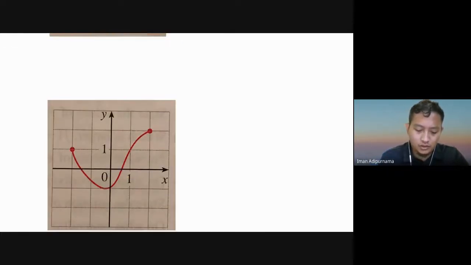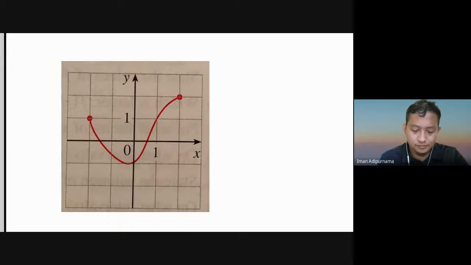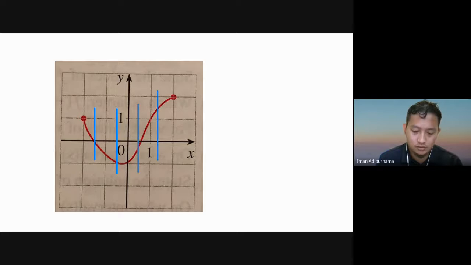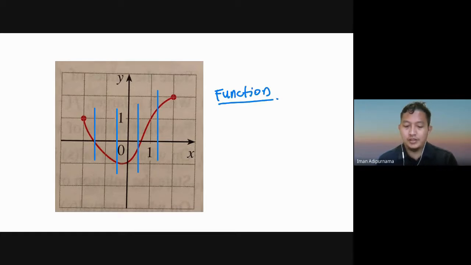Okay, the second one, how about this one? Now this is pretty easy, right? So if we check all the places here, it's exactly one, right? One time. So that is how you are going to check, right? So this is a function.